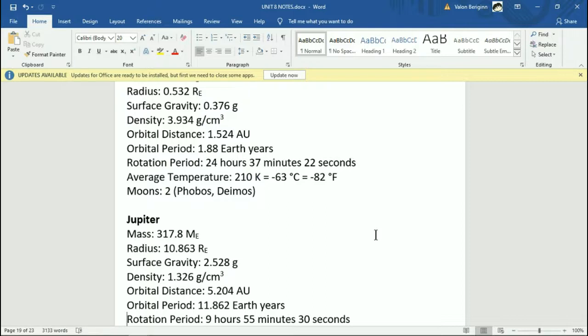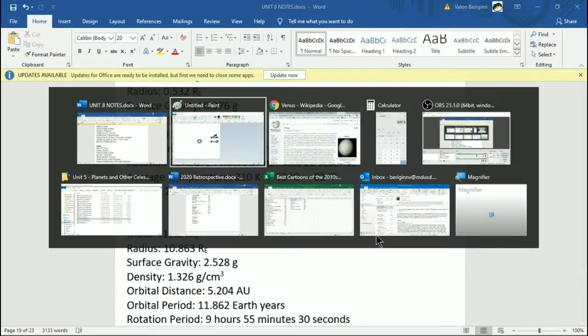So Jupiter, again, it's made of gas. The different layers, because you look at a picture of Jupiter. Right, let me pull up a picture of Jupiter.